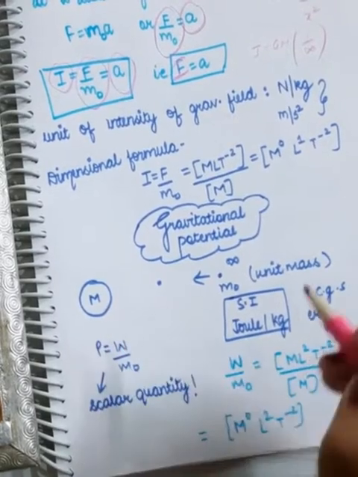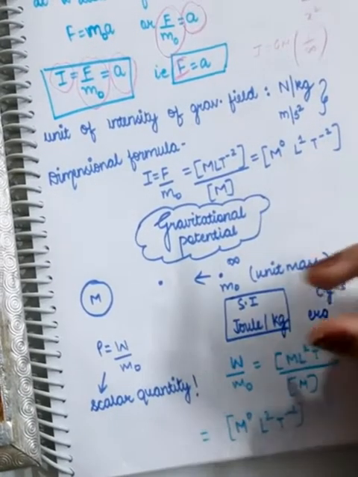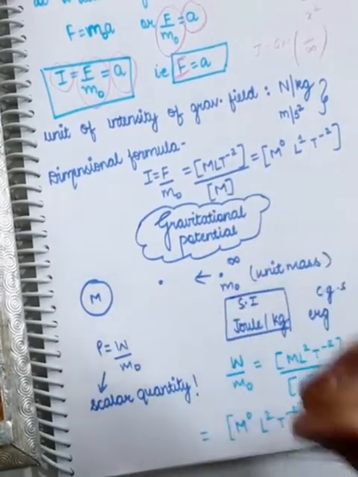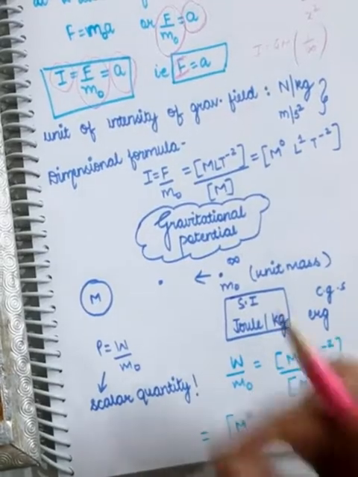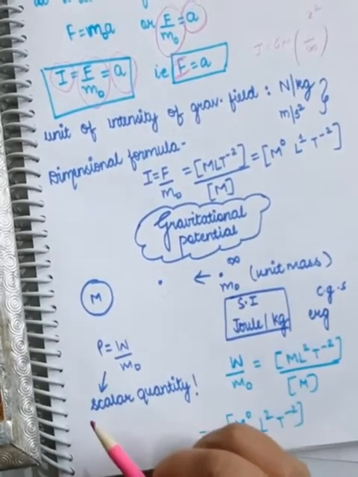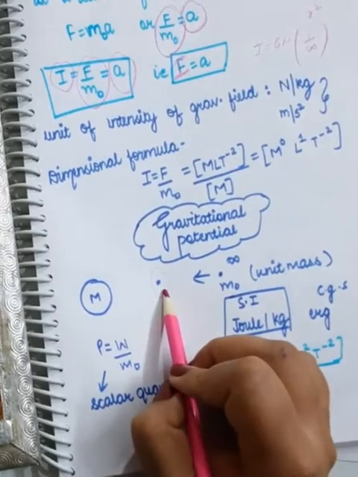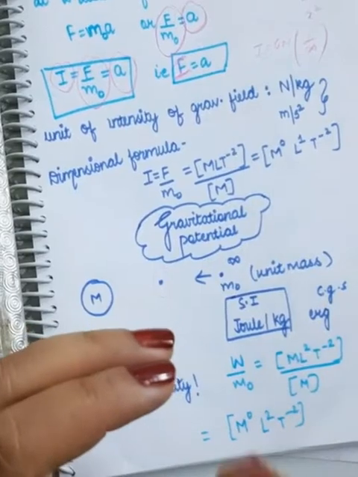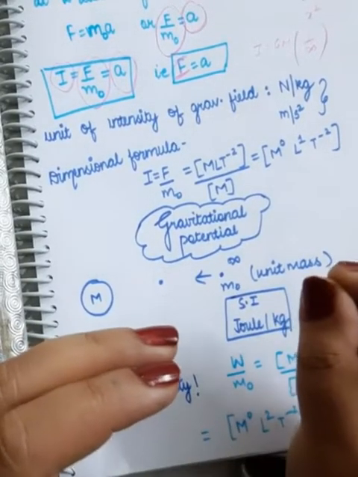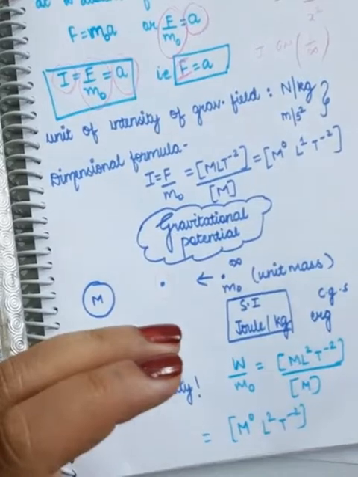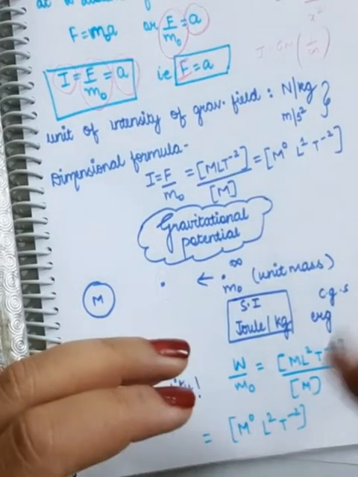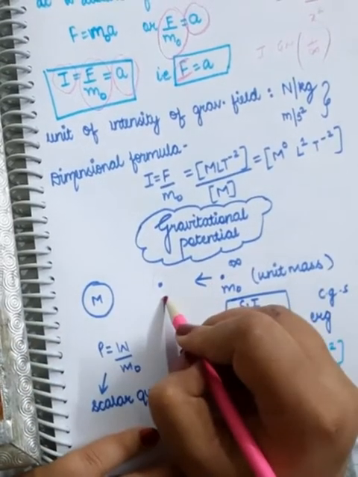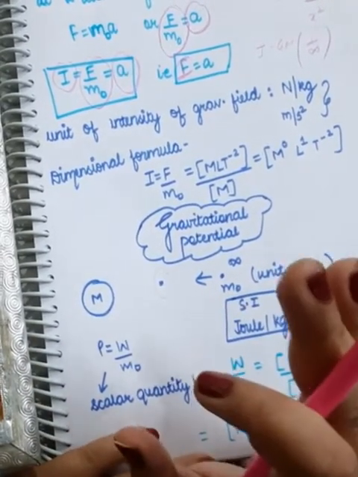And you are bringing a unit mass from infinite distance to a particular point. Then what will be the work done in doing that? That will decide the gravitational potential at that point. I repeat, if you want to measure the gravitational potential at a particular point, so this is a bigger mass, and it is exerting a gravitational pull in all its surroundings. And we have selected a point where we want to measure the gravitational potential.